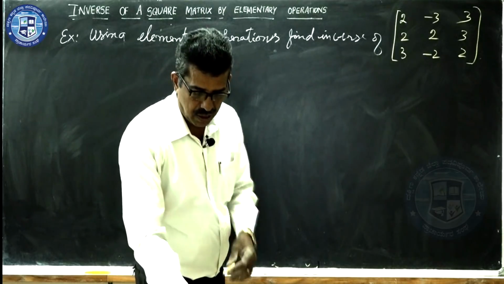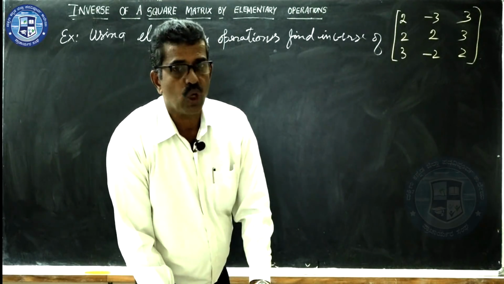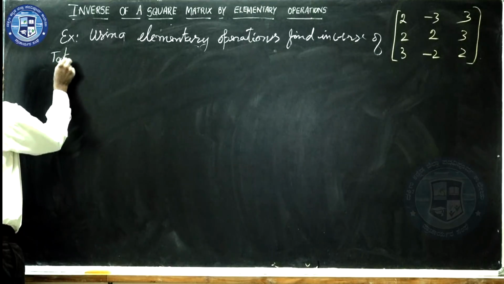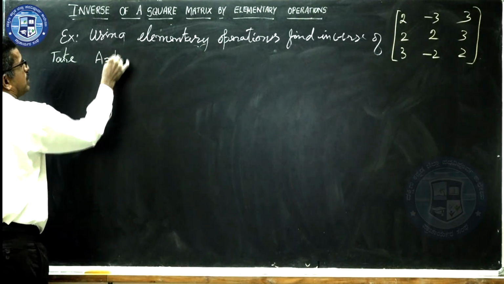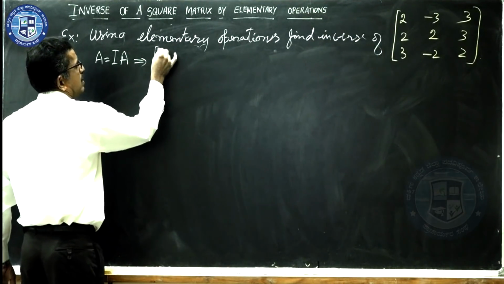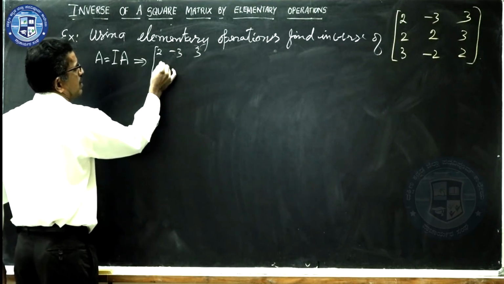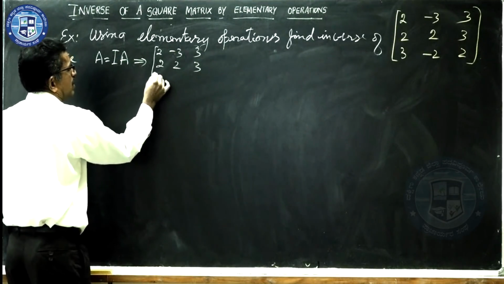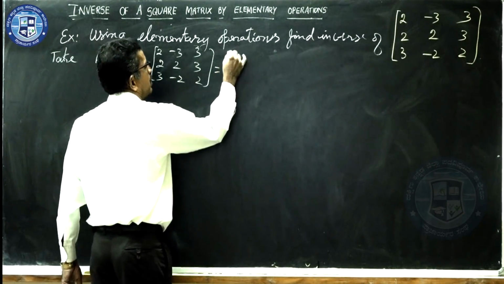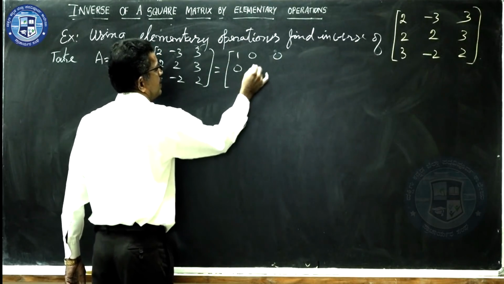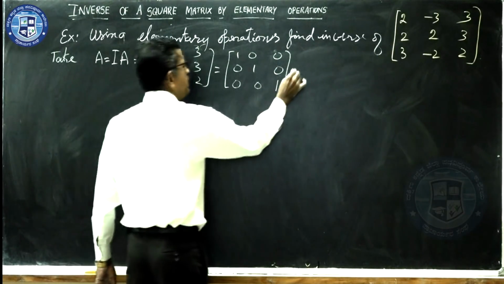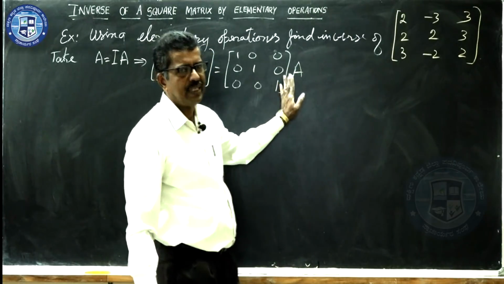How do you need to begin? I am interested in row operation, not column operation. Take A is equal to I into A. What is A here? A 3 cross 3 matrix. It is 2, minus 3, 3; 2, 2, 3; 3, minus 2, 2, is equal to I. What is I? 1, 0, 0, the 3 cross 3 identity matrix, into A. I don't change this one. Let me keep this A only.